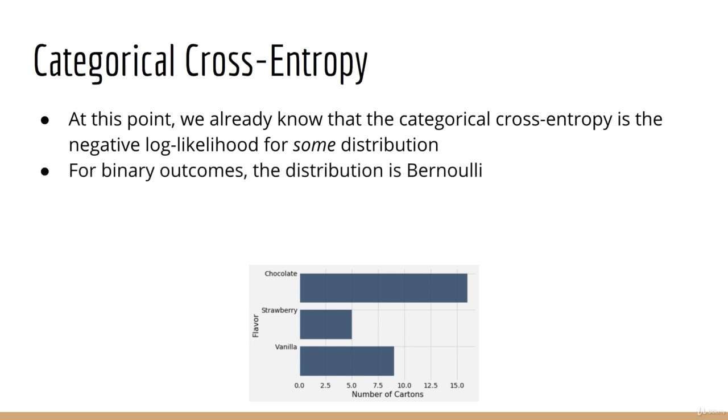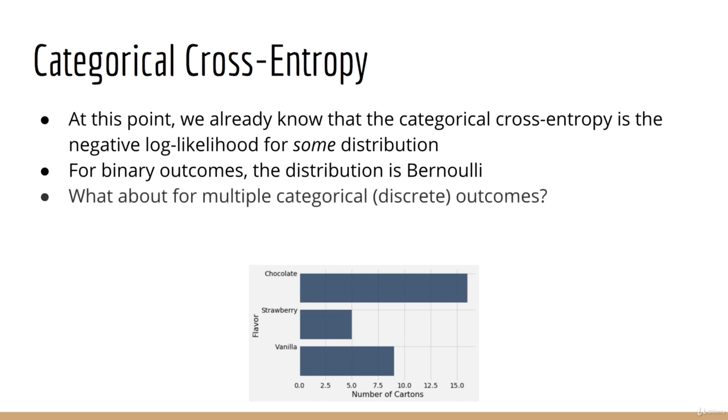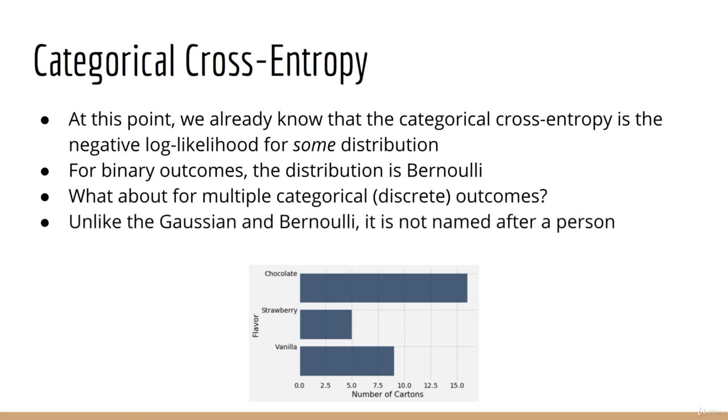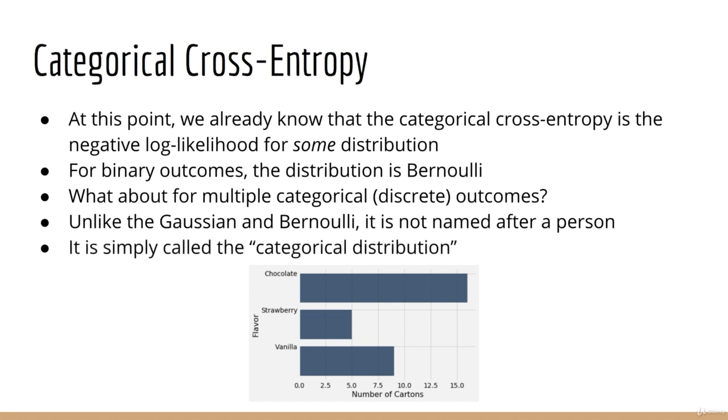In the case where we only have binary outcomes, the correct discrete distribution is the Bernoulli distribution. So what is the correct distribution for multiple categorical outcomes? Well, unlike the Gaussian and Bernoulli distributions, this distribution is not named after a person. It is simply called, quite appropriately, the categorical distribution.